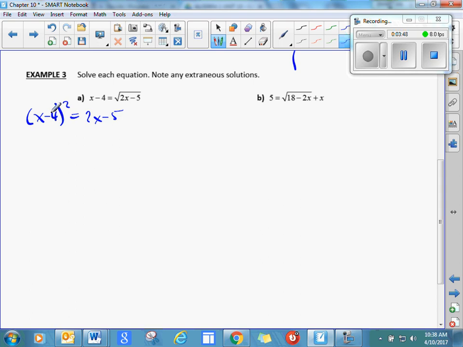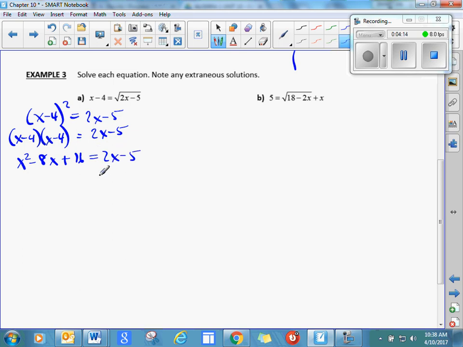Now, notice we've got this binomial that is going to need to be multiplied times itself. So we are going to need to do a double distribution here. And when you do that, and you can go do that on your own, you're going to end up with x squared minus 8x plus 16. And you might just see you can do this in your head.